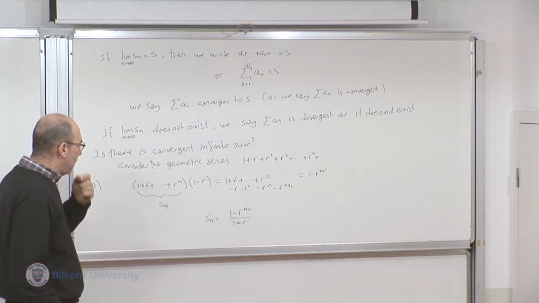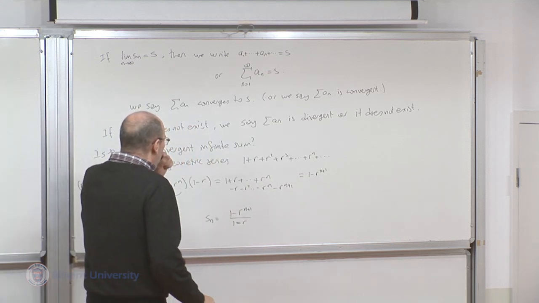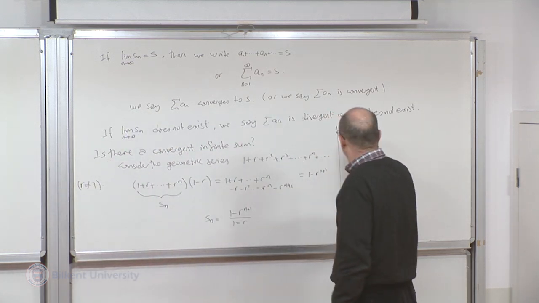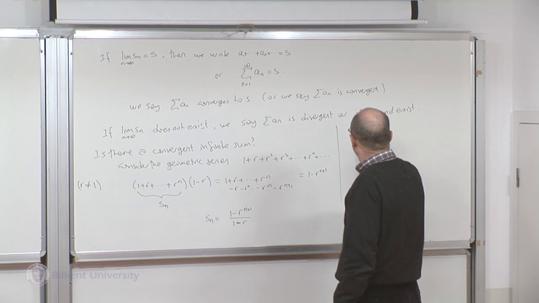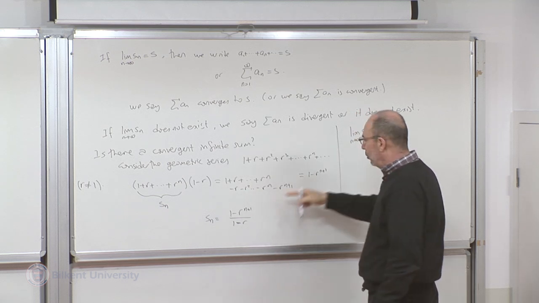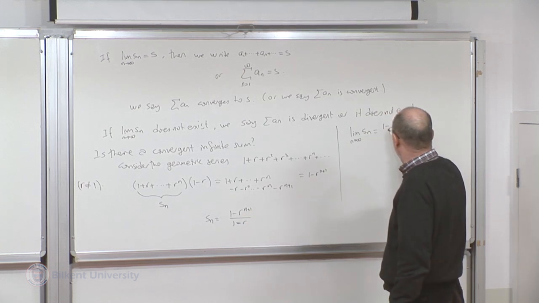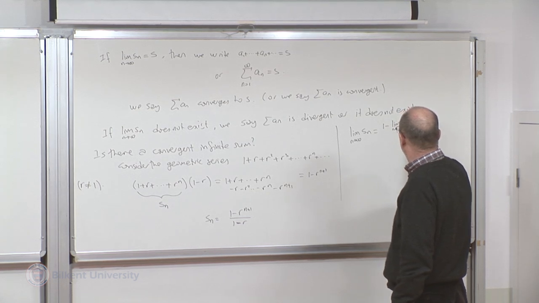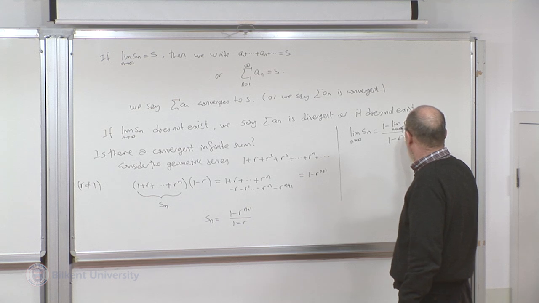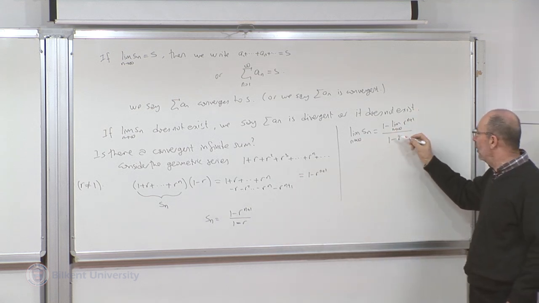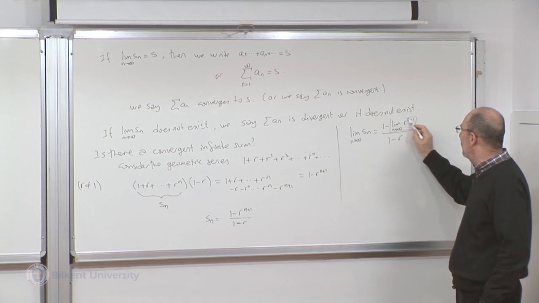Okay, now I want to take the limit of this. Let me take the limit here. Limit of Sn as n goes to infinity is equal to the limit of this side. Here n appears only here, so this is (1 minus the limit as n goes to infinity of r^(n+1)) over (1 minus r). Okay, so this limit exists if and only if this limit exists.